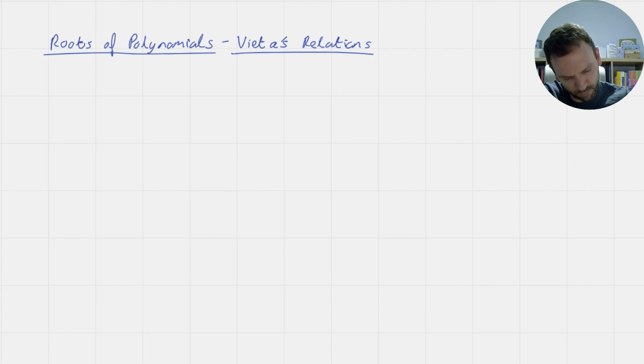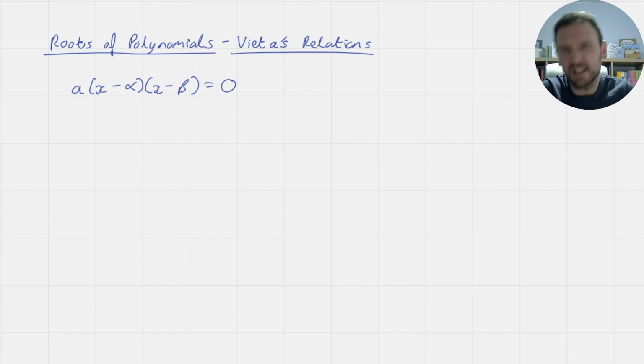So starting off with the quadratic case, let's imagine we have a quadratic equation with roots alpha and beta. If that's the case, we can write it as (x - alpha)(x - beta) = 0. I'm going to generalize that a bit more by just saying we could have a times that, and it would still have roots alpha and beta.